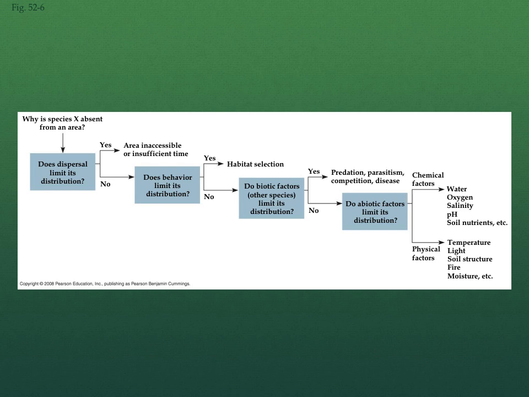So if you're wondering why is there a particular species that's absent from an area, the first question to ask is, does dispersal limit its distribution? If no, then you wonder if behavior limits its distribution. If so, then you could think that it's habitat selection that is causing them. If not, then you would look at other biotic factors like other species limiting its distribution. If the answer to that is yes, then you're thinking about predators or competition. If no, then that's when you would start to look at abiotic factors. And abiotic factors can be chemical, water, oxygen, pH, but they can also be physical, temperature, light, fire, moisture, etc.